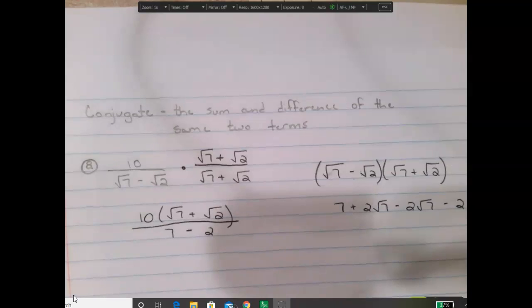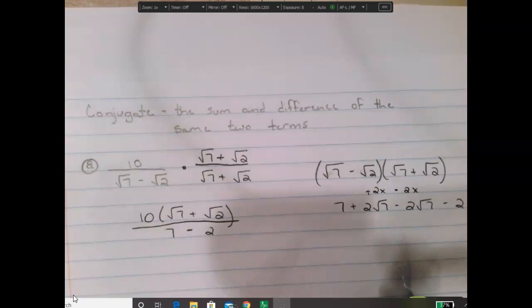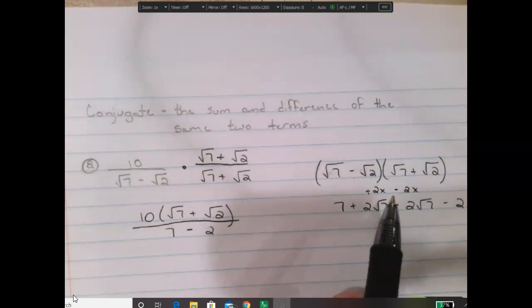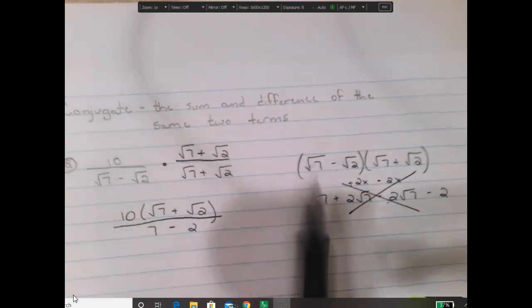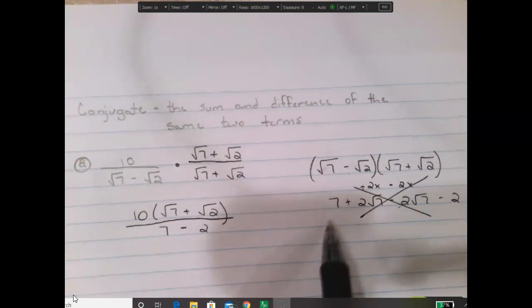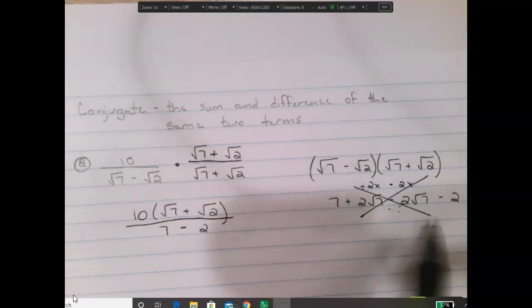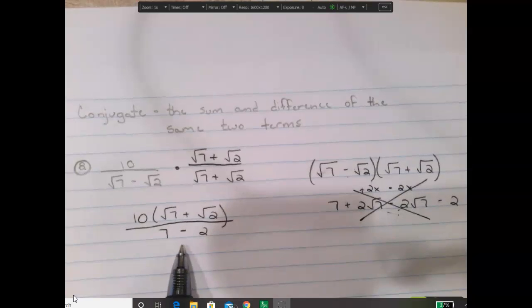So now let's go through this. Plus 2 radical 7 minus 2 radical 7. Guys, that's the same thing as having plus 2x minus 2x. Well, what is positive 2x minus 2x? They cancel. That creates 0. So what I'm left with is 7 plus minus 2. So you get rid of this plus that goes with the 2 radical 7. You're left with 7 minus 2, which that's my new denominator.